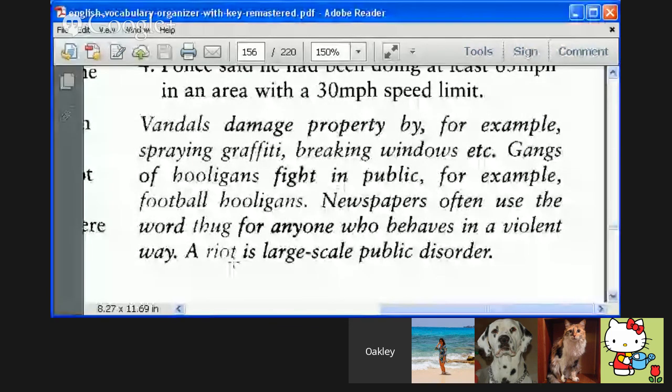Okay. And vandals are the people who do vandalism. The name of the person. They damage property, for example, spraying graffiti. That's what it's called, the paint, when they put paint on walls or cars or trains or what have you. Breaking windows, that's another famous trick they do, sure. Gangs of hooligans fight in public, football hooligans. Newspapers often use the word thug for anyone who behaves in a violent or antisocial way. And I had mentioned a riot, large scale, many people involved, public disorder.